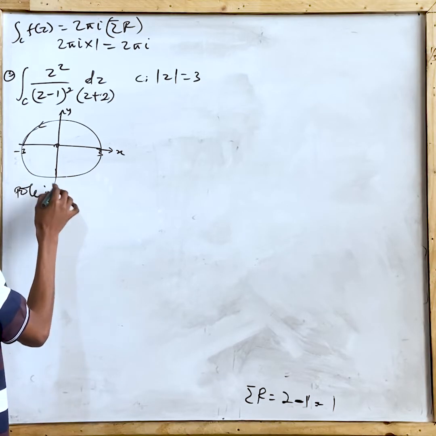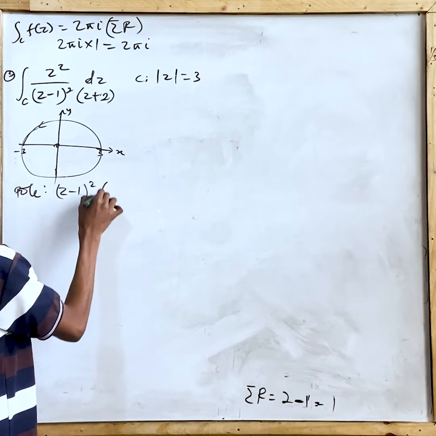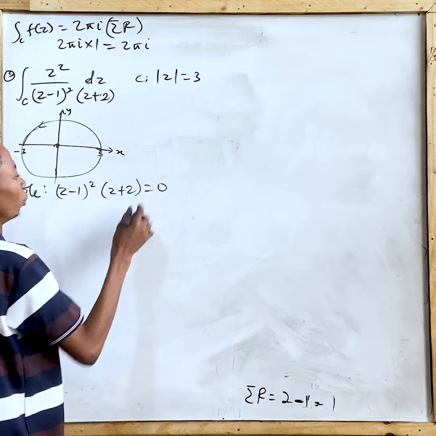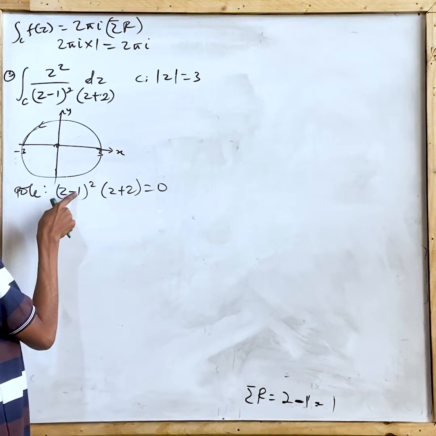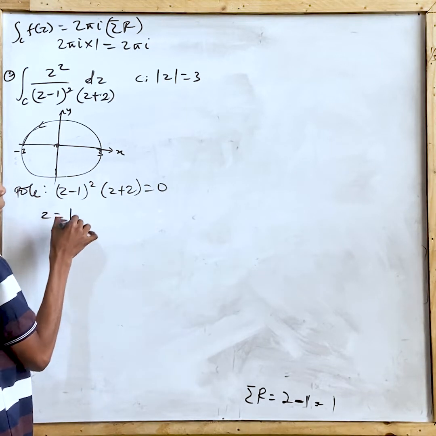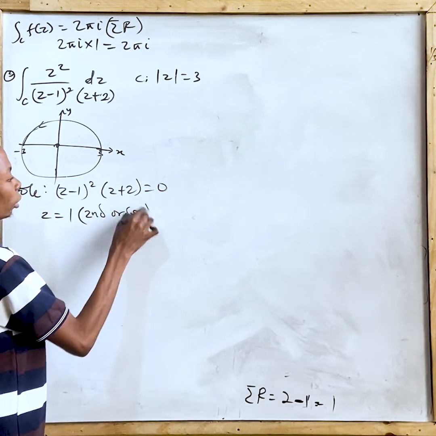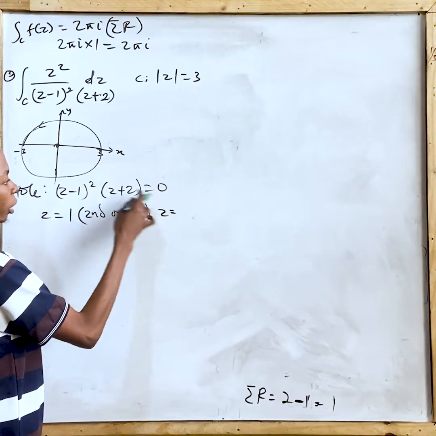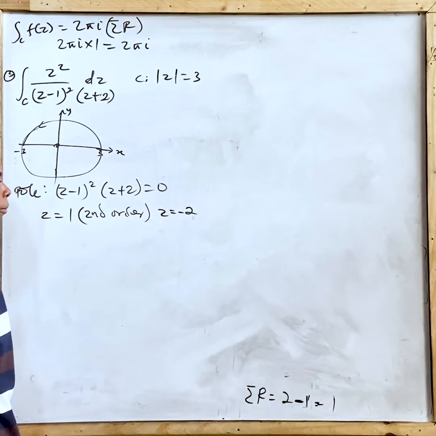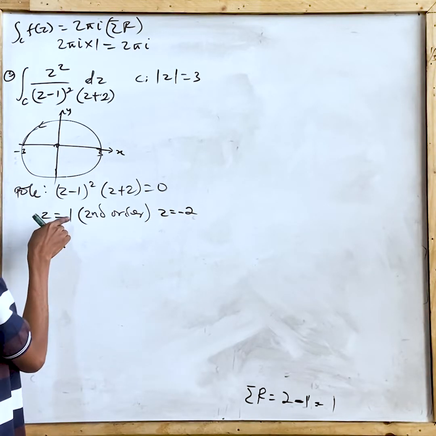The pole will be at where? Z minus 1 all squared, z plus 2 equals 0. If I equate this one to 0, this one will give me z equals 1. What's the order of this one? Second order. If I equate this one to 0, this will be a simple pole, z equals minus 2.